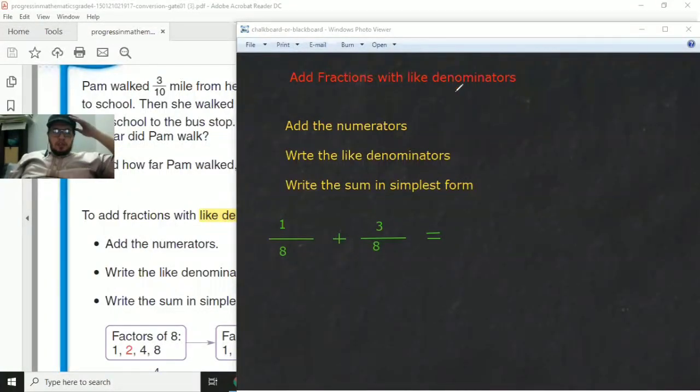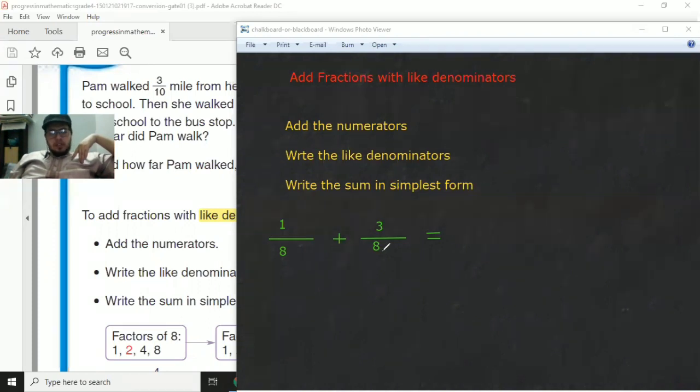Good morning, everybody. Now we're going to study adding fractions with like denominators. Like these two fractions. The first is 1 over 8 plus 3 over 8. You notice that in these two fractions we have the same denominators. Here we have 8 and here we have 8.